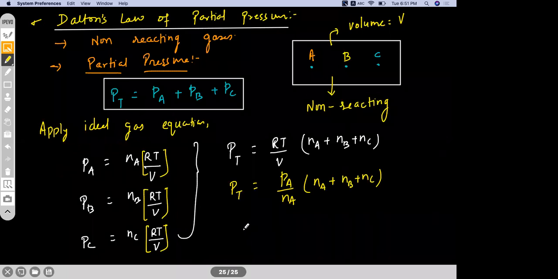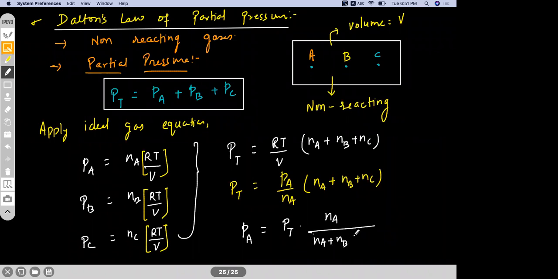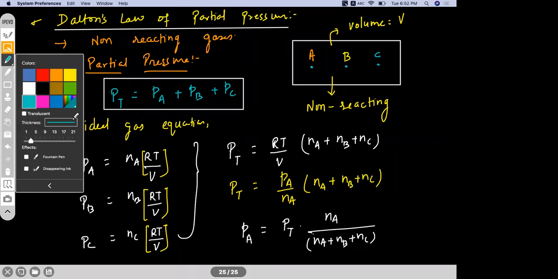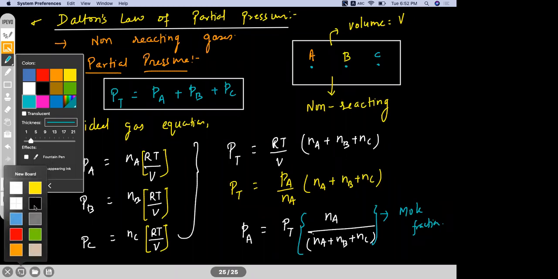If you cross multiply this, then what we get here is the partial pressure of any component, here it is A, is equal to the total pressure into the number of moles of A divided by NA plus NB plus NC, which is the total number of moles, because we are assuming only three components. What is this expression? Could you tell me? It's the mole fraction. Very good. So the formula we get here, this term becomes the mole fraction of A.